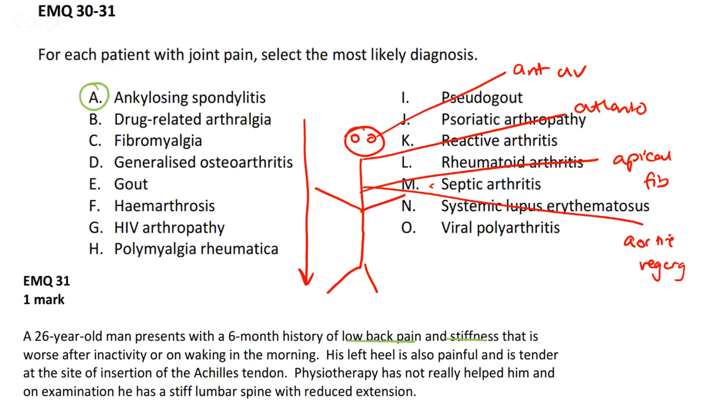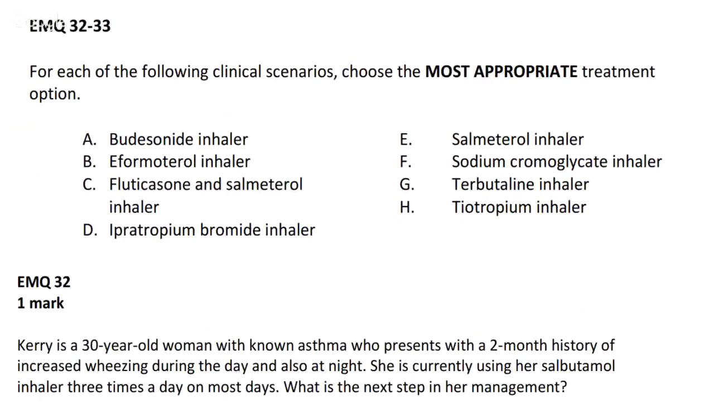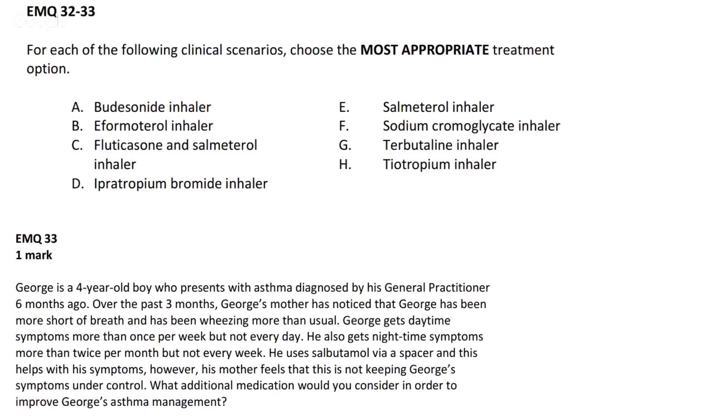What else? Achilles tendonitis, and autoimmune bowel disease. So these are all complications of ankylosing spondylitis. These questions on the exam paper came right after one another.